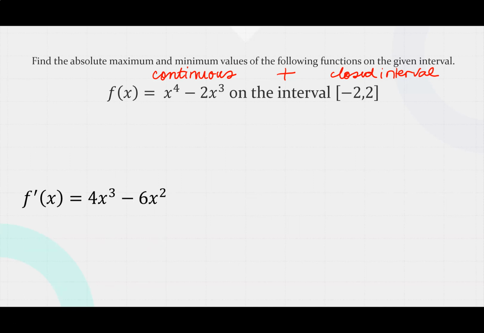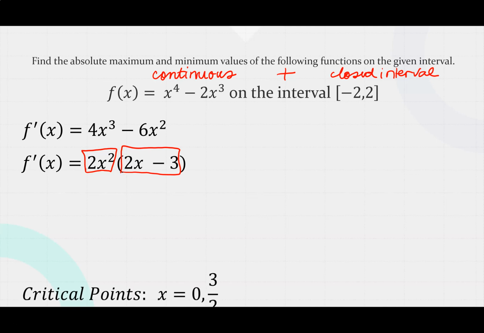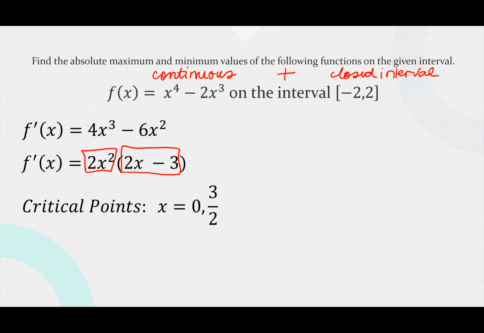So let's go ahead and take the derivative. The derivative is 4x to the third minus 6x squared. Then we can factor to solve. The derivative here is always defined, so we don't need to worry about when the derivative doesn't exist. We do need to look at when the derivative is 0. The derivative is 0 when this is 0, and also when this is 0. So you have two solutions. Your critical points are going to be at 0 or 3/2.